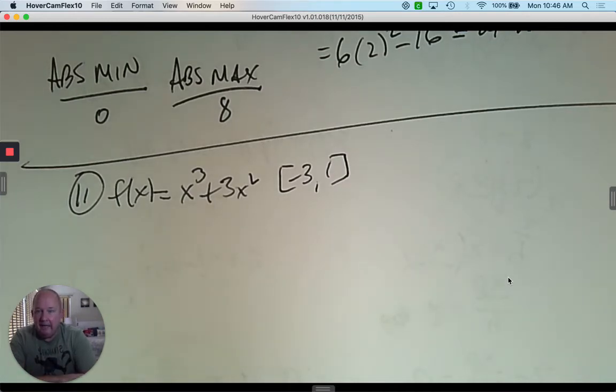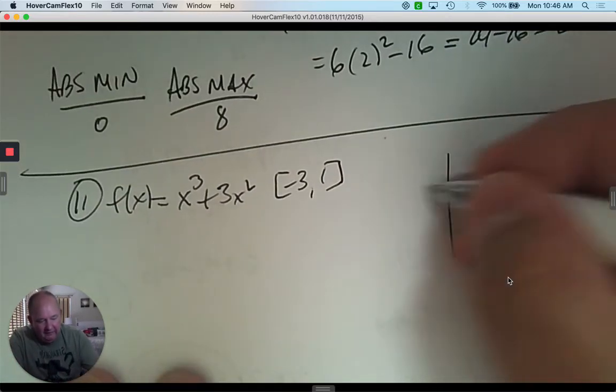Can you find the absolute maximum? Can you find the absolute minimum? You try first, press pause, and then come back and press play and see if you did it correct. That's how you're going to learn this material. All right, I'm waiting for you. Press pause. All right, you back? So let's see if you did it right.